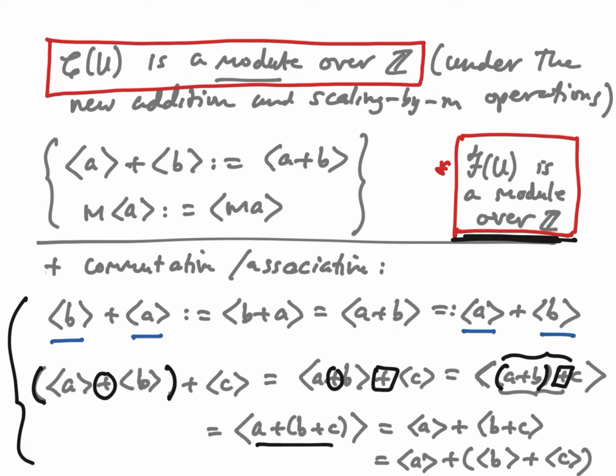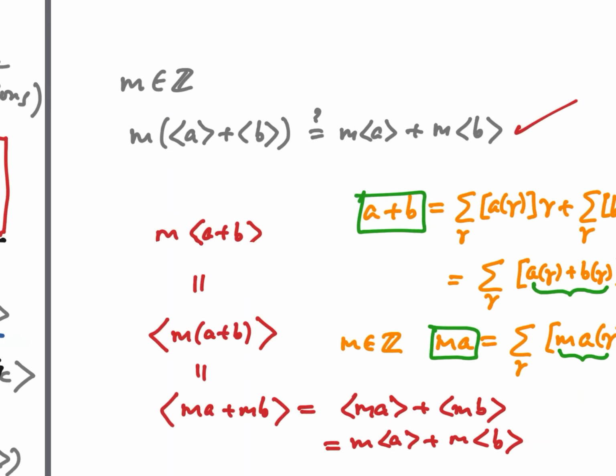And that same type of argument can be used to prove all of the module axioms for the chains. So every module axiom can be verified for chains as well. So yes, it is indeed still a module. Okay, so we now know that the chains over U form a Z module, meaning a module with integer scalars.